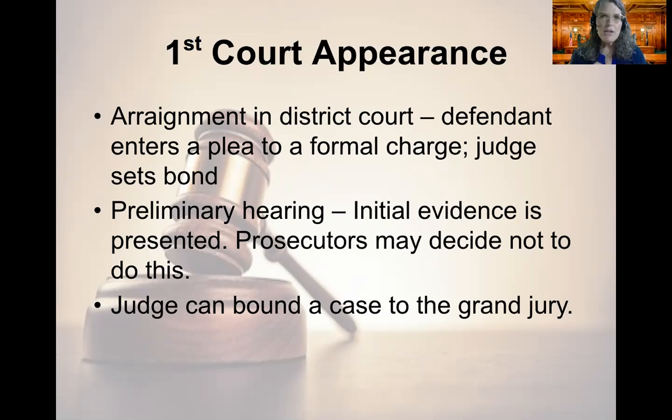It's at the preliminary hearing that the judge is going to determine whether there is sufficient evidence to bind the case over to the grand jury. In other words, is there enough to determine probable cause? So that's the purpose of the judge at this point in the criminal case process. So the preliminary hearing is pretty important.